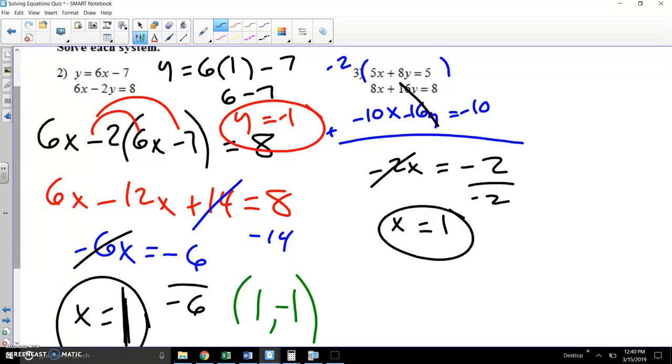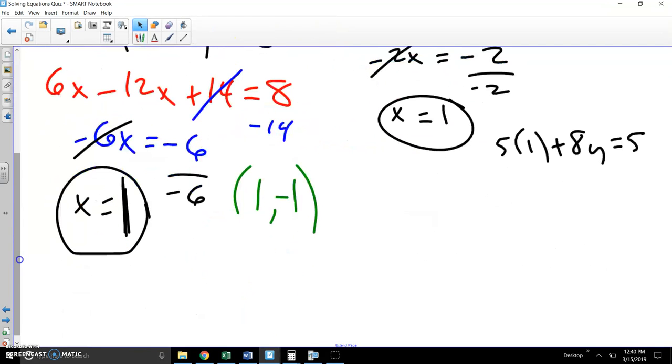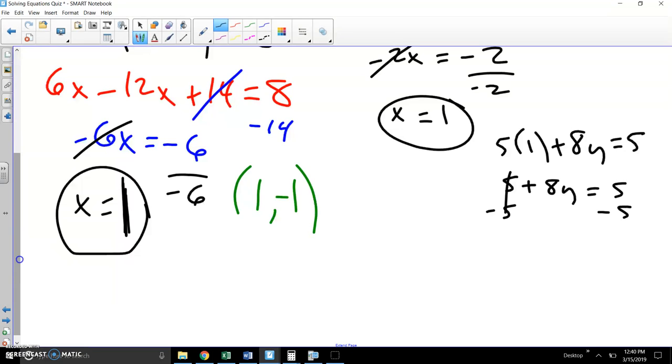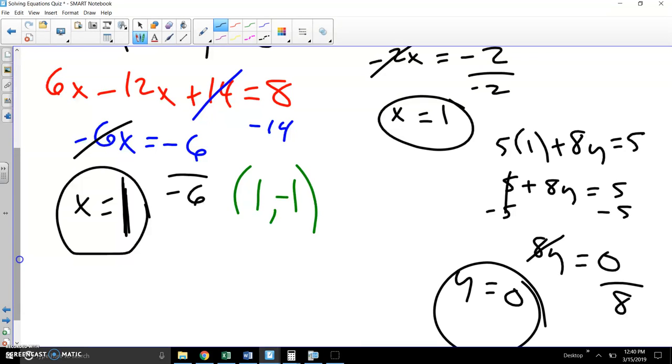So now I want to go back into maybe the first one. 5 times 1 plus 8y equals 5. So I'm going to multiply and say that 5 times 1 is 5. And then I'm going to try to get y by itself. So I'm going to put my like terms together. And then I'm going to divide by 8, and 0 divided by 8 is 0. So in green, we have the solution 1, 0.